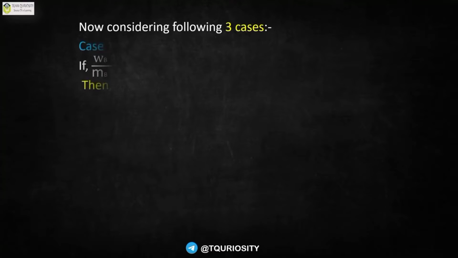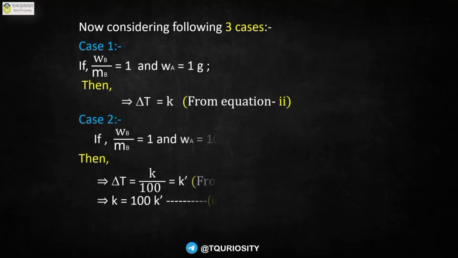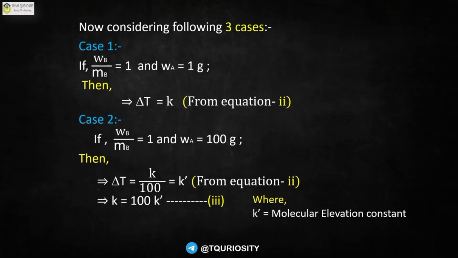Now let us consider three cases. Case 1. Let Wb by Mb is equal to 1 and Wa is equal to 1 gram. Then from equation 2 we can write delta T is equal to K. Now consider case 2. Let Wb by Mb is equal to 1 and Wa is equal to 100 gram. Then from equation 2 we can write delta T is equal to K by 100, which is again equal to K dash. This implies that K is equal to 100 K dash. Take this as equation 3, where K dash is the molecular elevation constant.